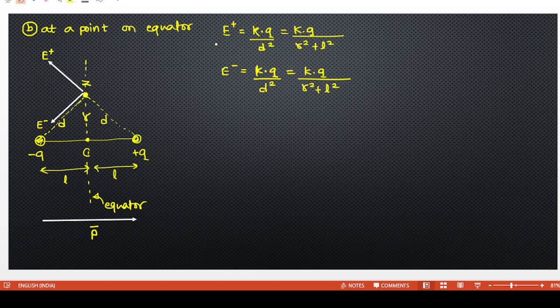So these two electric fields are basically identical in magnitude. Magnitude of E plus is exactly equal to magnitude of E minus. The electric field produced by the positive charge is exactly equal to the electric field produced by the negative charge. But we don't want the relation between them. We want the net field because of them. So we will choose this angle equal to theta.